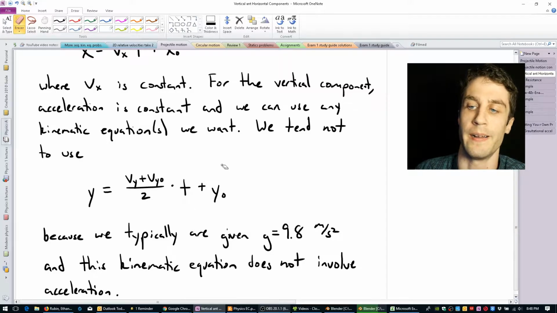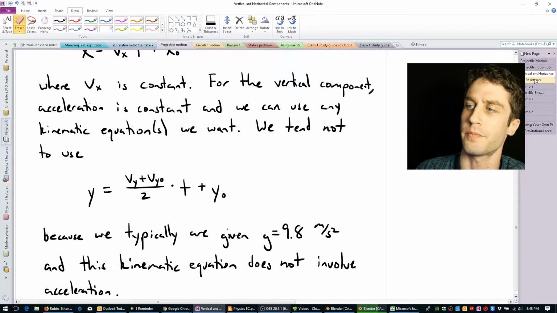I could come up with some sort of a problem where it takes place on an unknown planet where you don't know the gravitational acceleration. But barring something like that, you'll pretty much always want to avoid this kinematic equation and instead use the other 3 kinematic equations, which all involve acceleration.